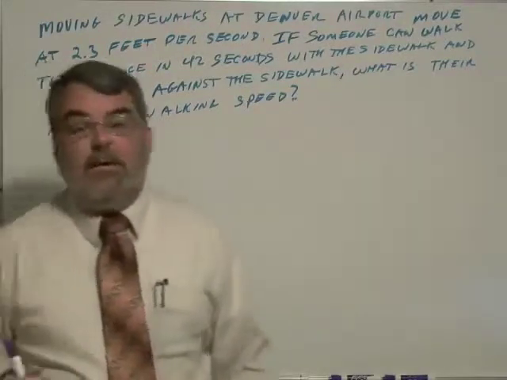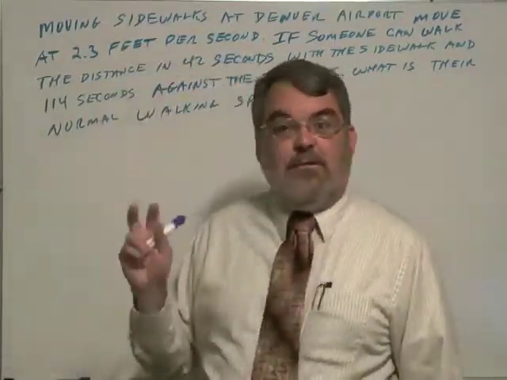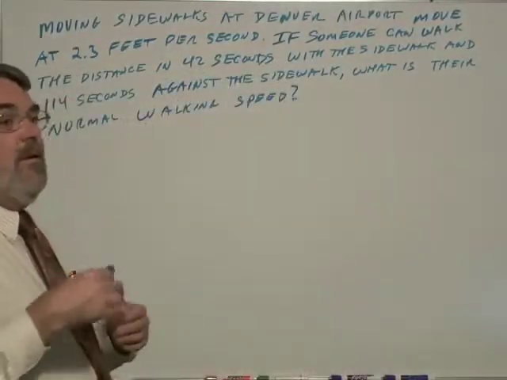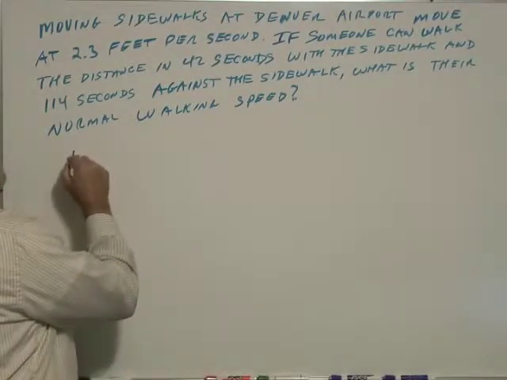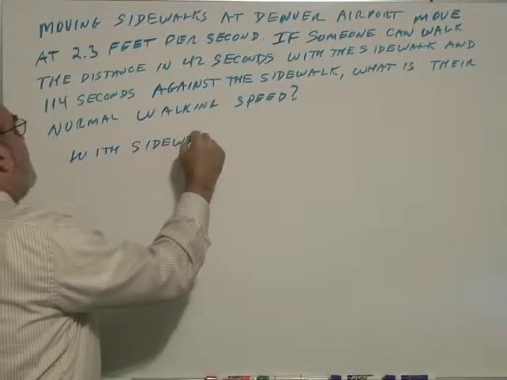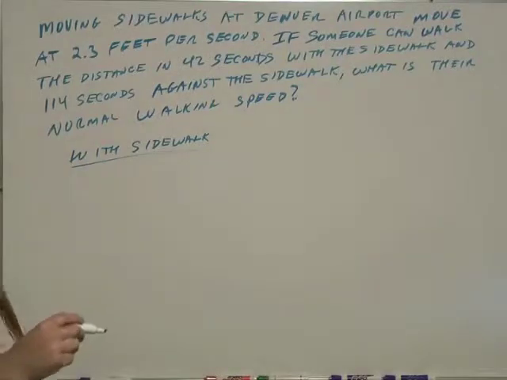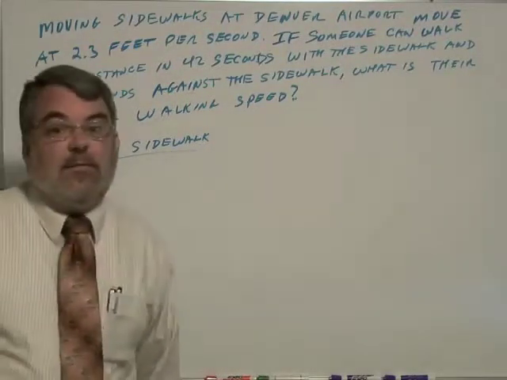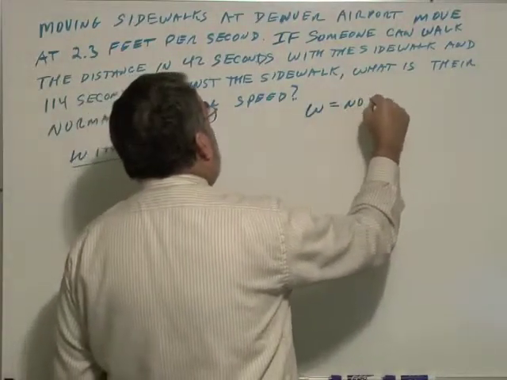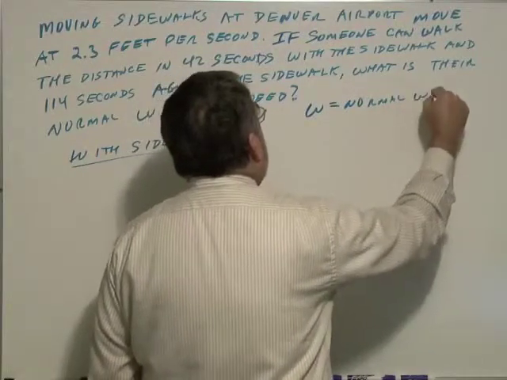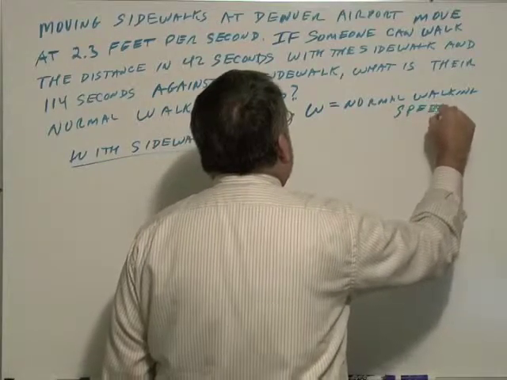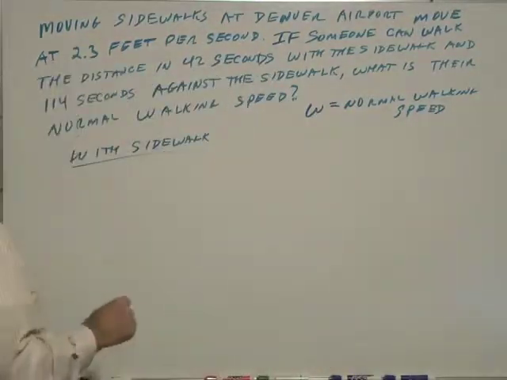Well, where do we start? Well, in rate, time, and distance problems, there are always 2 trips normally, and so one trip is moving with the sidewalk. So with the sidewalk, let's figure out the rate, time, and distance. Well, how fast is the normal walking speed? Let's say it's W. W is normal walking speed. And that's what we're trying to solve for. In other words, normal speed if you weren't riding one of these moving sidewalks.